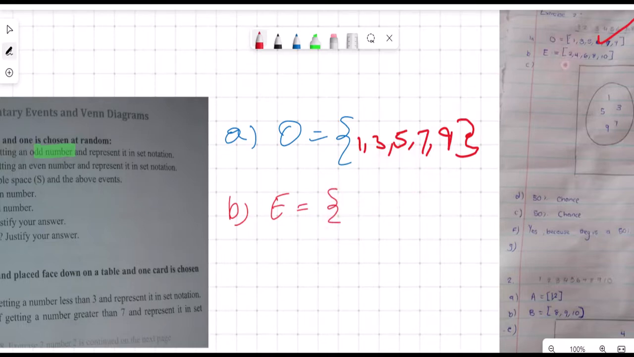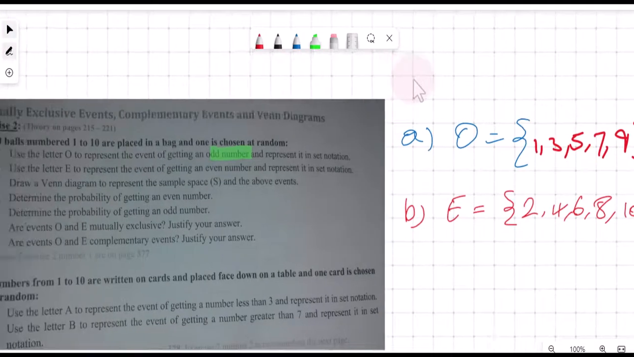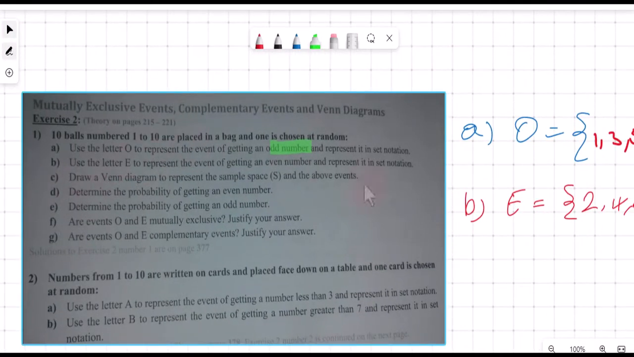that's correct. There it is. It's correct there. 2, 4, 6, 8, 10. That's correct. And then number C, draw a Venn diagram to represent the sample space S and the above events.